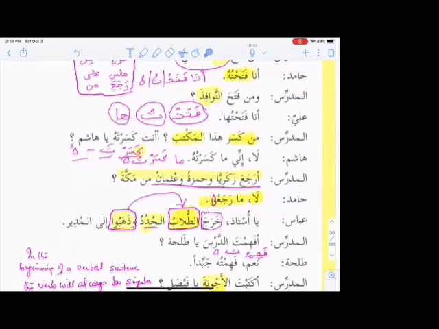Same thing again. Ya Ustad, Abbas said, Kharajat at-tullabu, plural. Verb is singular. Why? I'll explain it. Kharaja At-Tullabu Al-Jududu. Fine. Ya Ustad, Abbas said, the new students came out of the class, went out of the class, you can say.